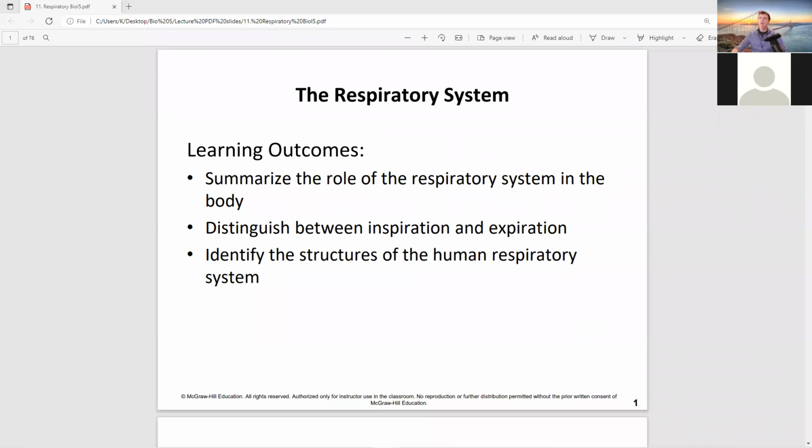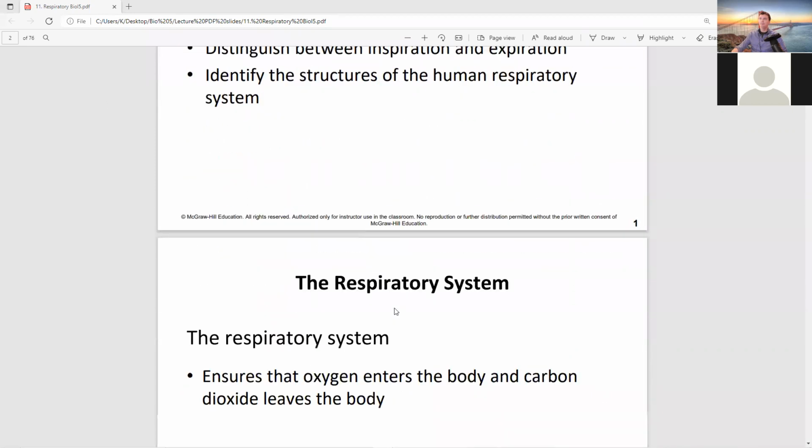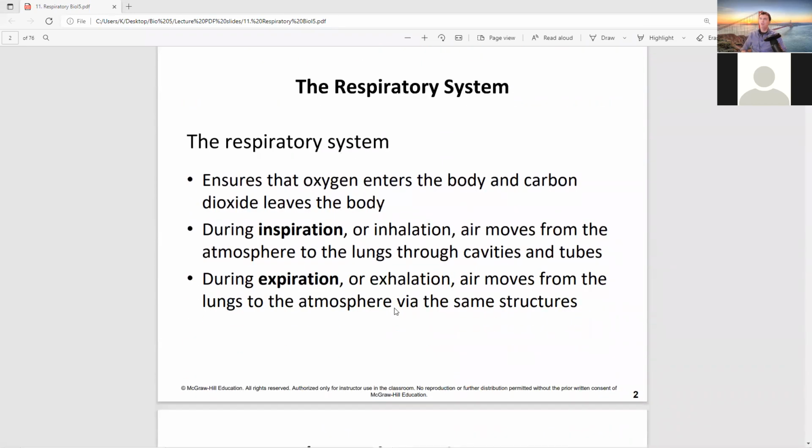Okay, so today we're going to be talking about the respiratory system. So your learning outcomes are to summarize the role of the respiratory system in the body, distinguish between inspiration and expiration, and identify the structures of the human respiratory system. So the respiratory system ensures that oxygen enters the body and carbon dioxide leaves the body. During inspiration or inhalation, air moves from the atmosphere to the lungs through cavities and tubes. During expiration or exhalation, air moves from the lungs to the atmosphere via the same structures.